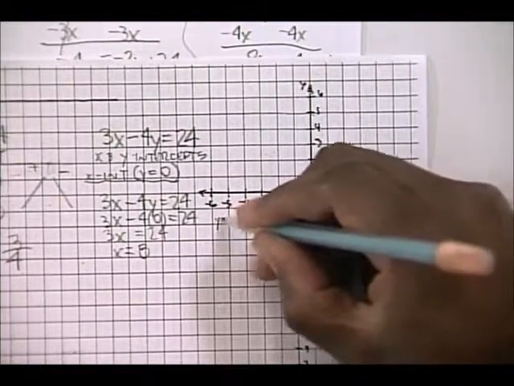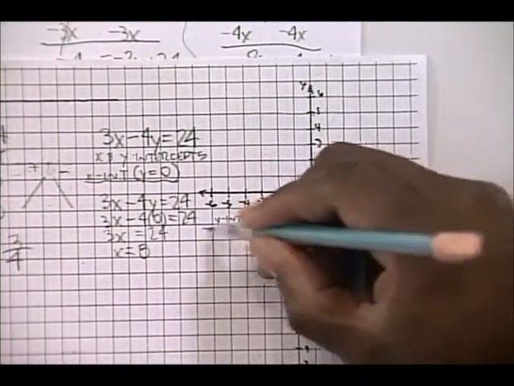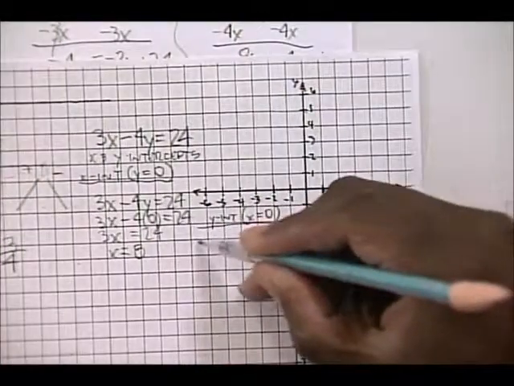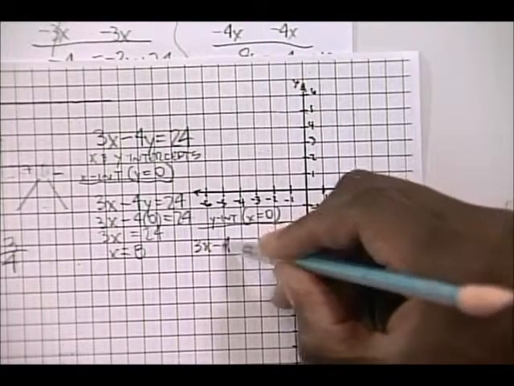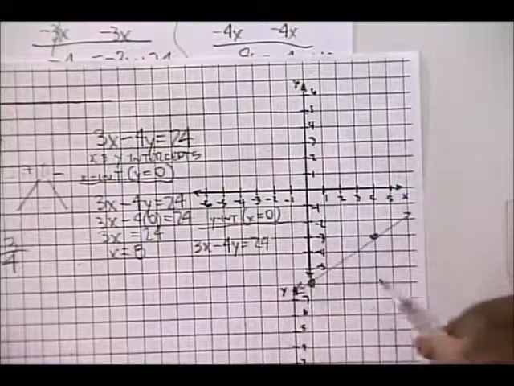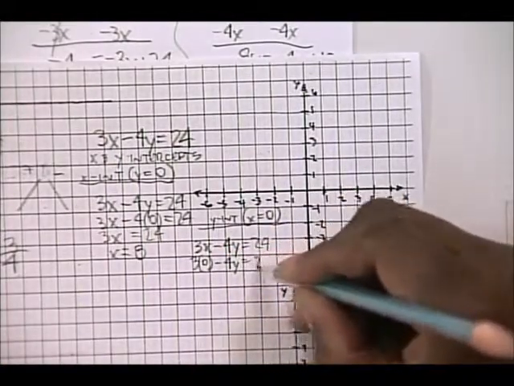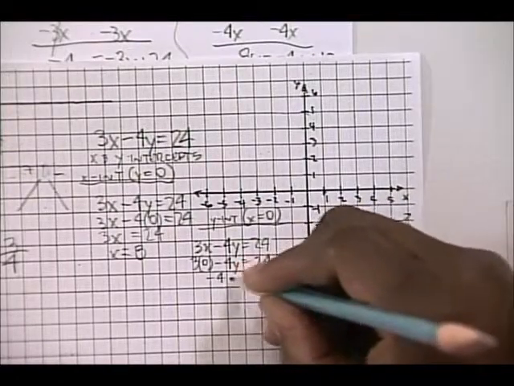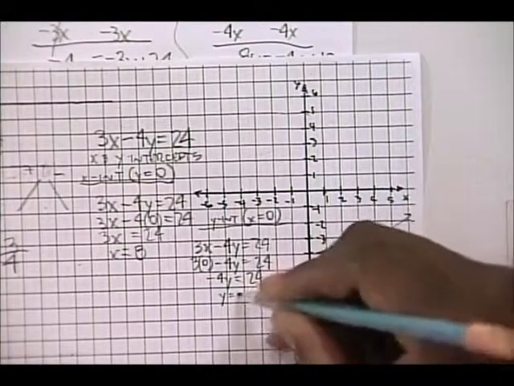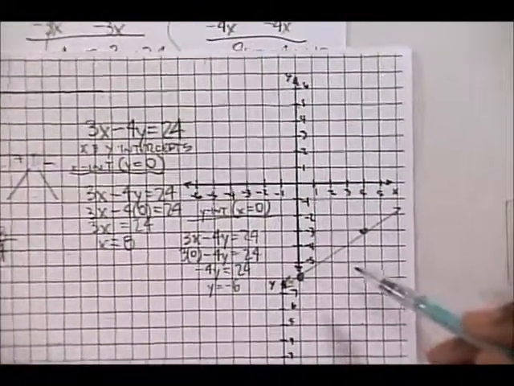So to plot the y-intercept, you're going to make x equal to 0. You take 3x minus 4y is equal to 24, and you substitute x to be 0. So you get 3 times 0 minus 4y is 24. You get negative 4y is 24. You're going to get y is negative 6. That's your y-intercept.